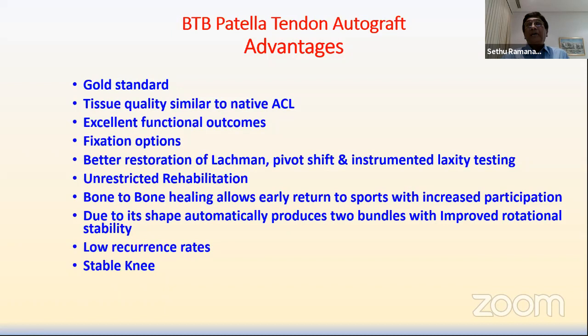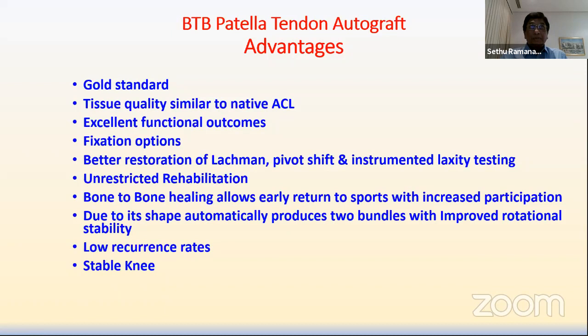In many studies, it's given excellent functional outcomes. The fixation options are more or less interference screw fixation, which I think is one of the best. And I think Dr. Willem also mentioned that. I think it gives you really good fixation, especially when you have a bone on either end. It tends to give a better restoration of the Lachman, pivot shift and instrumented laxity testing. It allows for unrestricted rehabilitation, no crutches. You can start knee bending as early as possible.